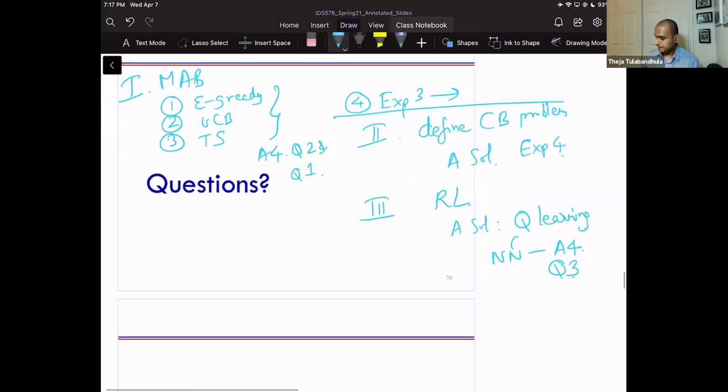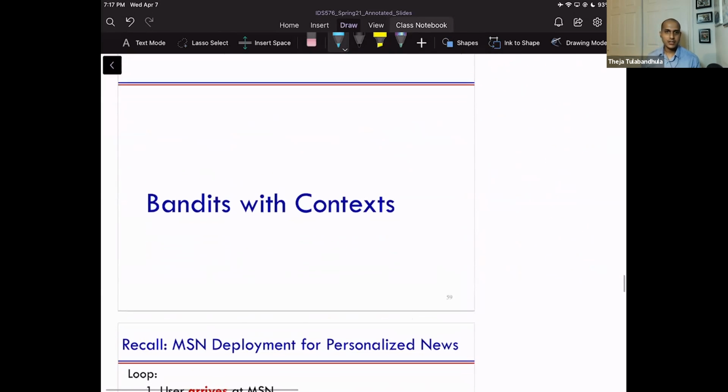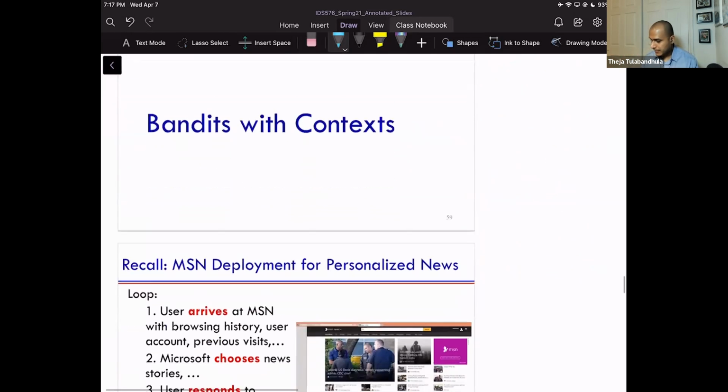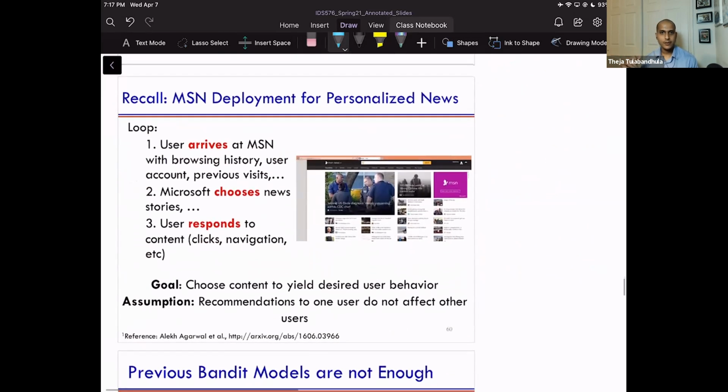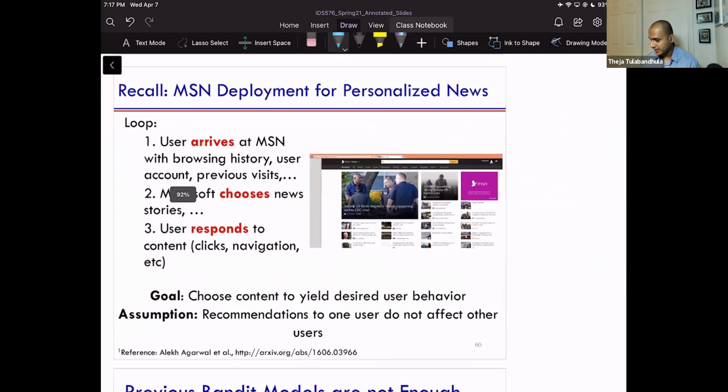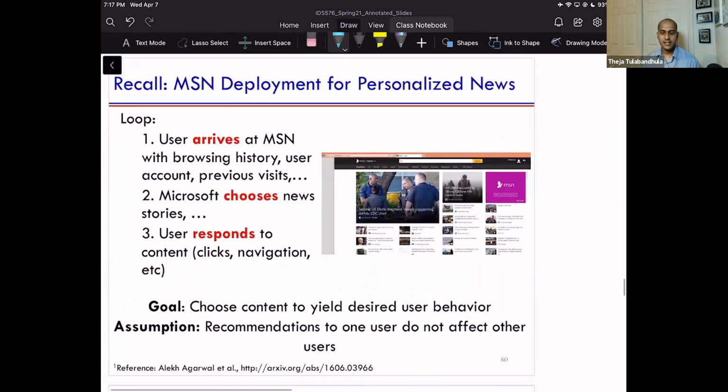Okay, so let's talk about bandits with context. It's best motivated using an example. So I've been talking about website A, website B, sale, and so on. Let me actually talk about a specific application that folks at Microsoft tried out with the ideas that we have seen so far. In particular, let's talk about the news personalization problem.